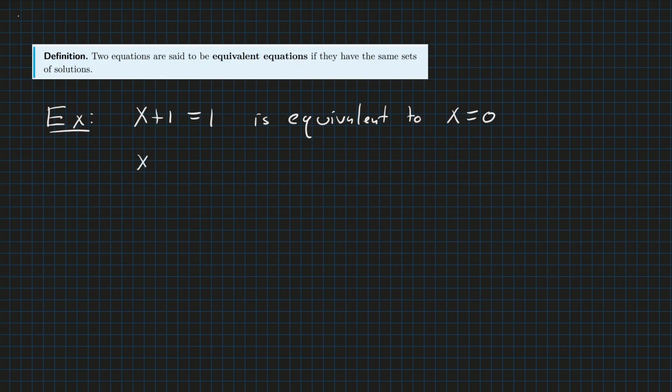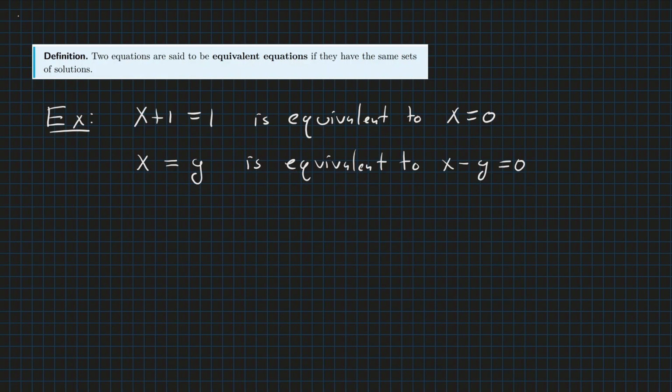Just like x is equal to y is equivalent to x minus y is equal to 0. You subtract y, which is a real number. It's a variable, but it represents a real number. So subtracting it from both sides, you'll see that these two things are equivalent.